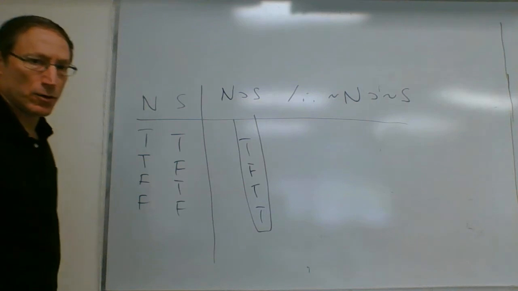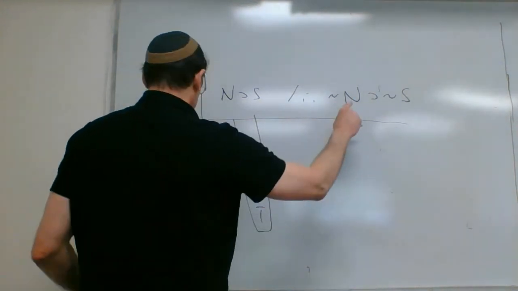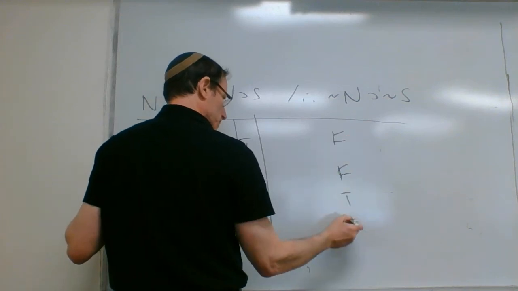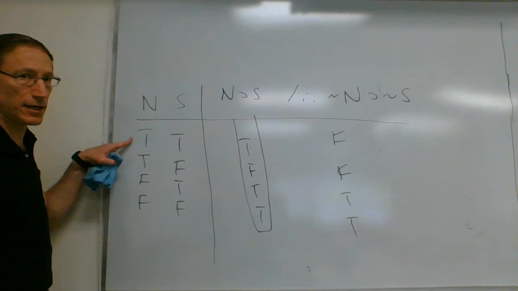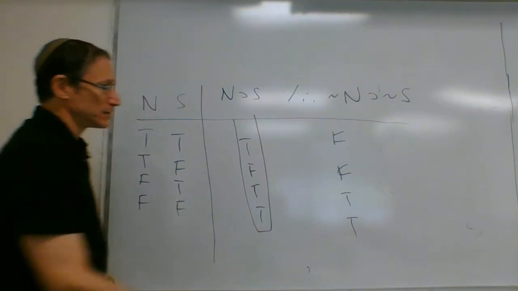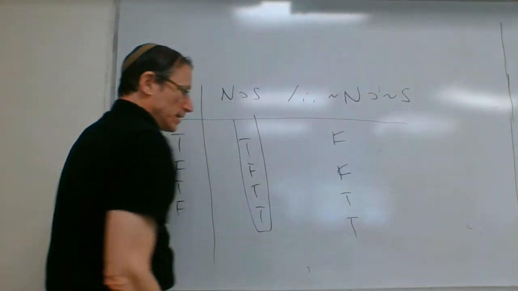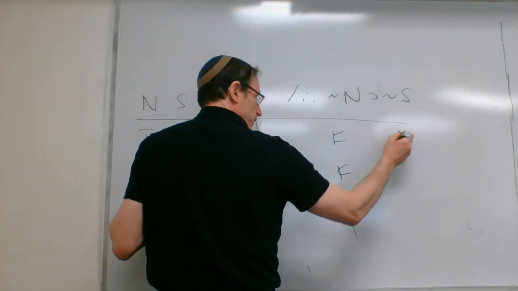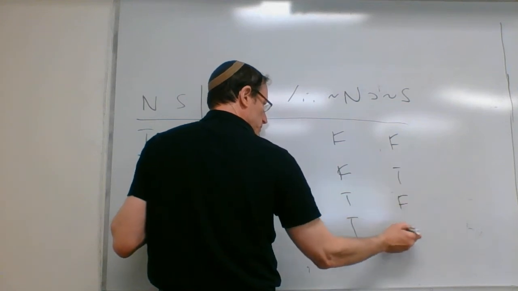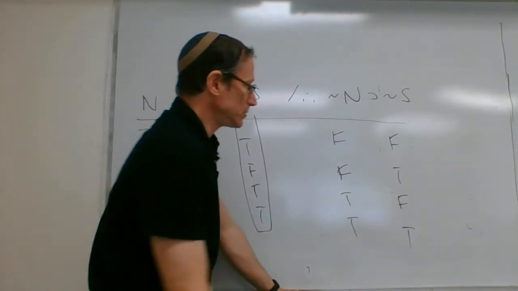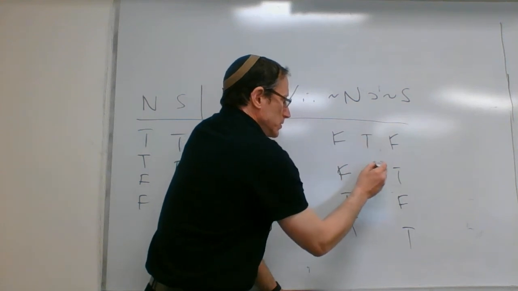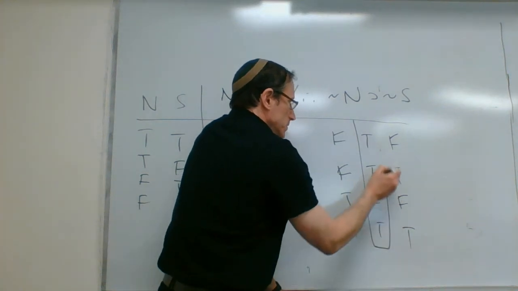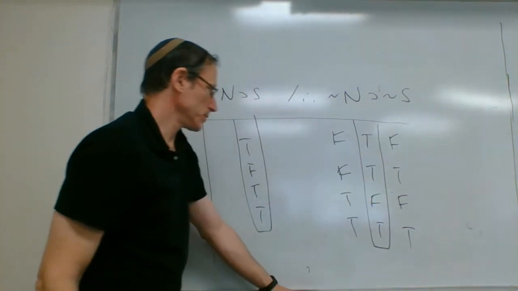What about not N, horseshoe, not S? Not N is going to be false, false, true, true. All right, I'm doing not N over here. This is N, and this is not N, F, F, T, T. Not S is going to be the opposite of S over here, so this will be false, true, false, true. Now I do the horseshoe. This is true, true, false, and true. This is the value of not N horseshoe not S.